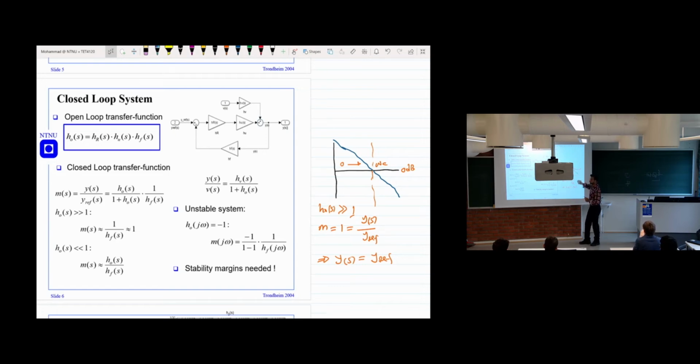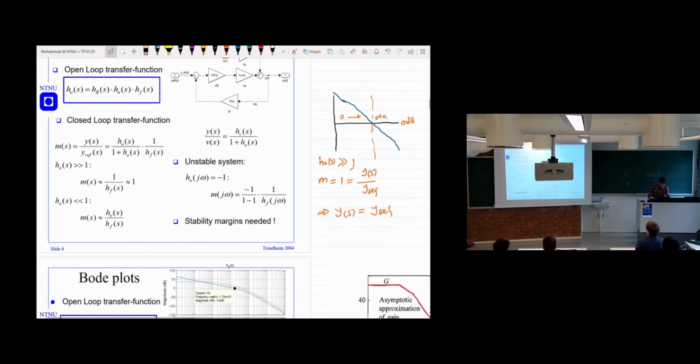But what happens at this region, when the magnitude is very small? This means H naught is very, very much smaller than 1. So if you put H naught very, very much smaller than 1, then 1 is much larger than this part. Then you have the denominator part, which is 1, and the numerator part is only H naught. So you have the closed loop transfer function H naught over HF. This is like this.